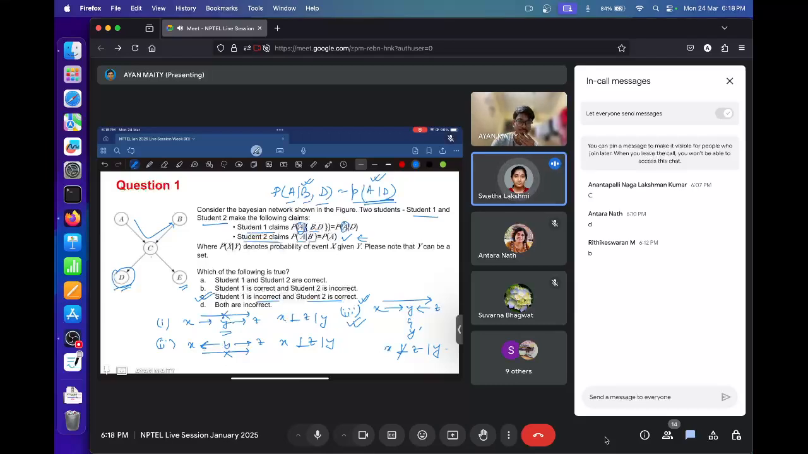So that means if D is known, then A is not dependent on B. This is what it says. If D is known, B is not required in the given variable set. We can skip B. It simply becomes A given D.